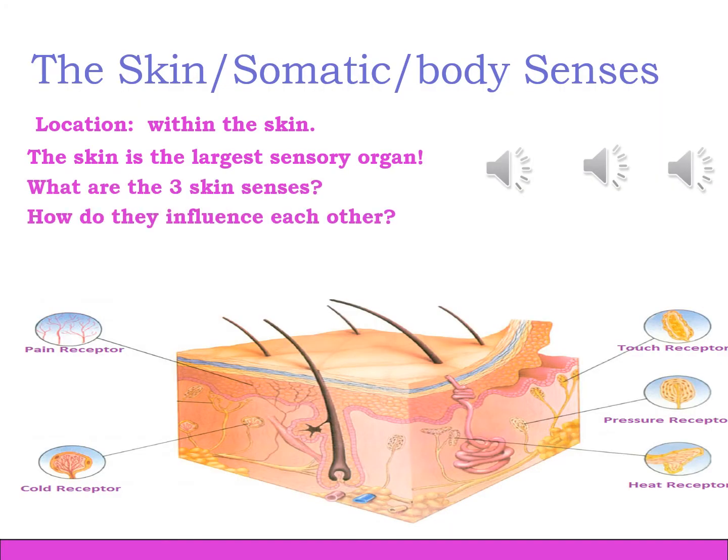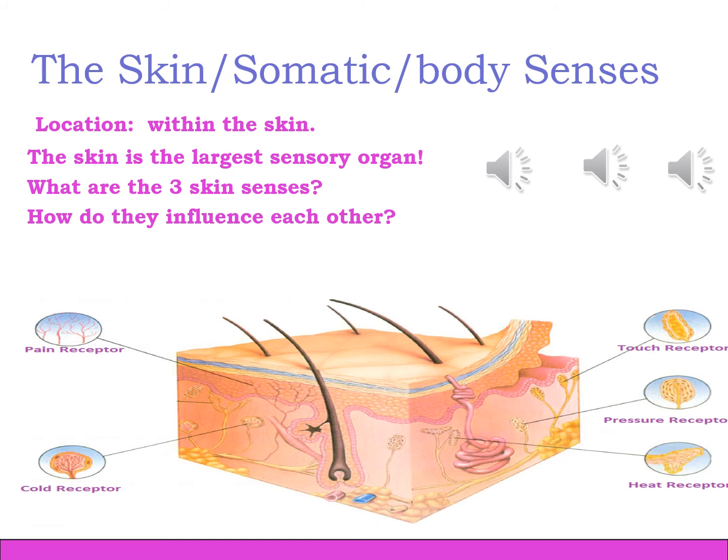Hi guys, now let's consider the skin, also called somatic, also called body senses. Location, the skin. If you consider the skin, it's our largest and heaviest sensory organ. I don't know if you've seen the shows in which they do skin removal for people who have lost tremendous amounts of weight, but very commonly in surgery they'll take off 10, 20 or more pounds in one surgery, and that is just a fraction of the skin possessed by any individual. So again, the skin is our largest and heaviest sensory organ.